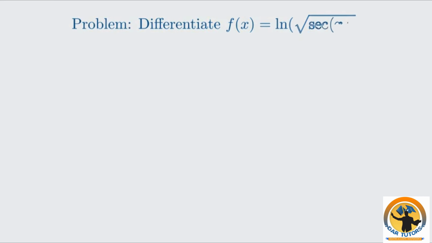Let's now tackle a more complex problem that requires combining several of these rules. This is the type of question you might see in an IBHL exam. Consider the function f of x equals the natural log of the square root of secant of x squared. Before we differentiate, we can simplify this expression using logarithm properties. This will make the differentiation much easier.